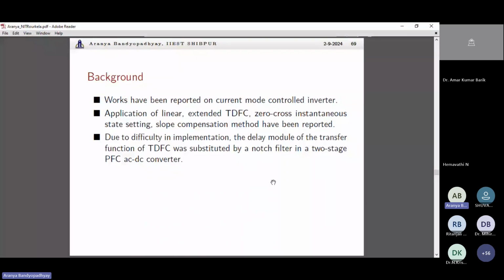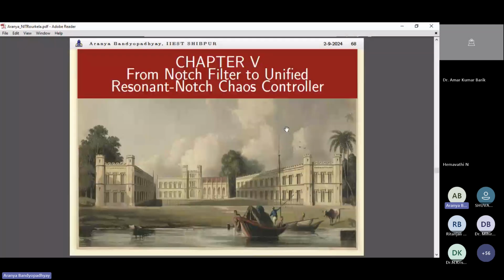What happened is that the practical implementation of it is very much difficult. And so it was implemented by a notch filter in a PFC AC to DC boost converter. So why this notch filter? Why this type of chaos controller? That is the question you must be wondering at this stage. You must be even lost at this stage. Let me tell you why.